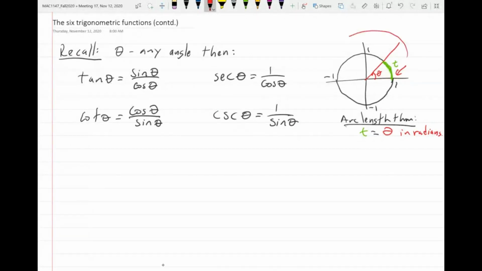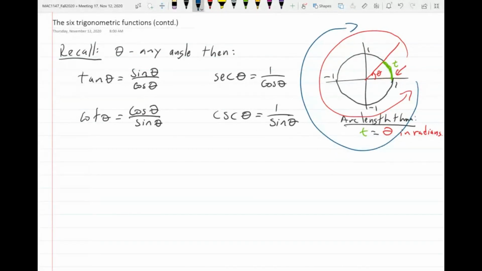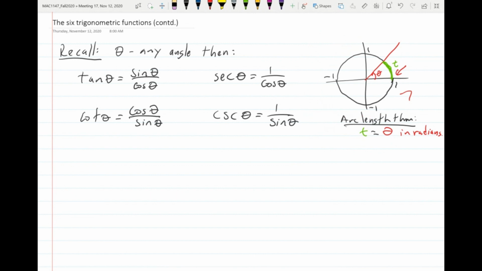If it's a positive number, you wrap around this way. If it's a negative number, you wrap around this way, okay? And wherever it stops, that defines a point on the unit circle, and then you can talk about sine, cosine, and all of that business.